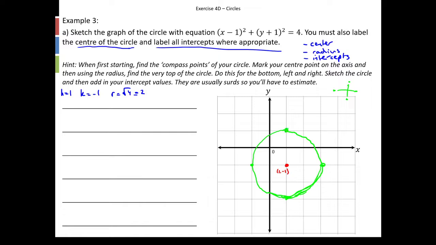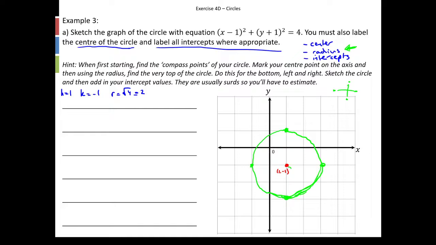Okay, and I did that by just finding the compass points. It's pretty easy to read off. Up that far, across that far, left that far. You don't need to label all these points. What you do need to do up here, instead of labeling all those points, because they aren't intercepts, you could use them as points of reference, but it's much easier if you just label a radius.